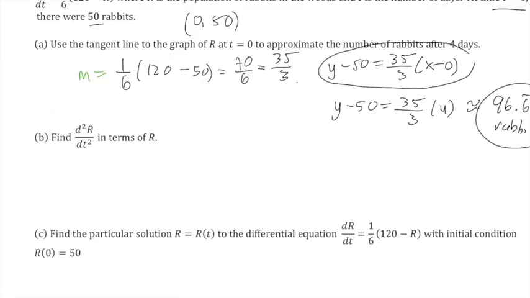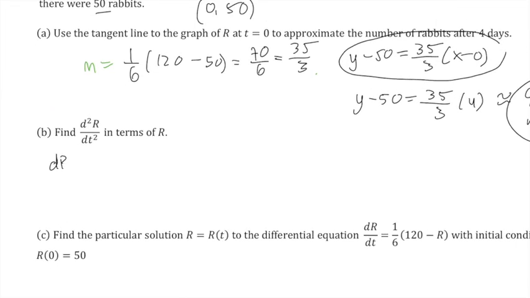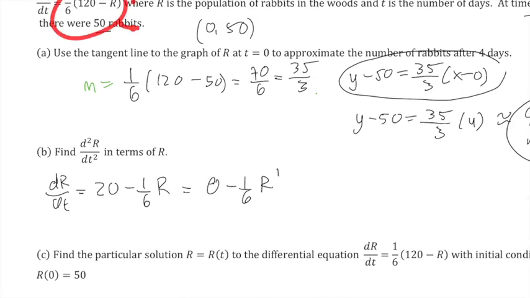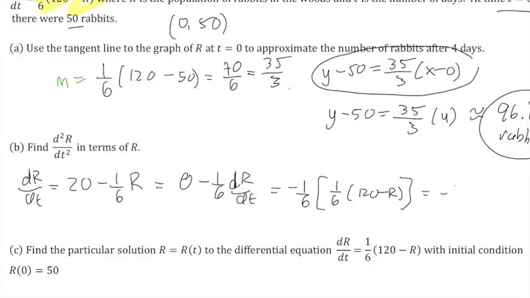Okay, so let's find the second derivative. So my dr/dt, let's distribute. So that's going to be 20 minus 1/6 r. So the derivative here is 0, and then the derivative here is going to be r prime. And we're going to use the first derivative to plug it back into here. Or you can call this, instead of r prime, dr/dt. And then we're going to substitute this back in. And again, that's just -1 over 36, and then 120 minus r. There is my second derivative.